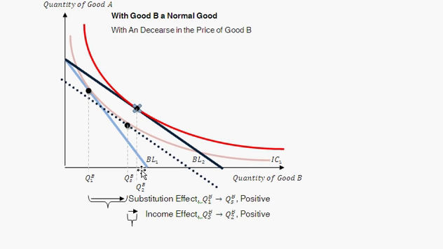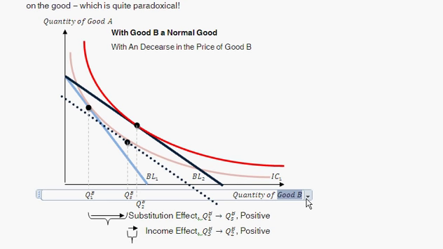So first off, the substitution effect. Given that now good B is relatively less expensive than good A, we expect some kind of shift in consumption from good A to good B. So here the substitution effect is positive. As the price of good B decreases, we decrease our consumption of good A from here to here, and we increase our consumption of good B from this point to this point.